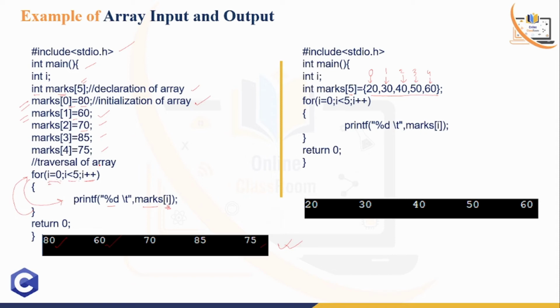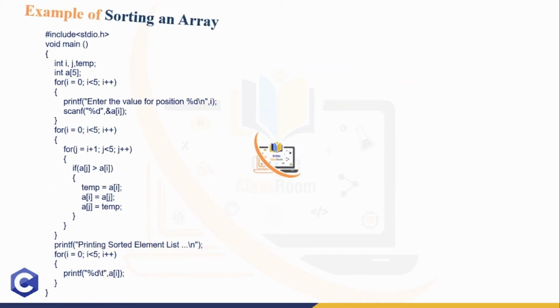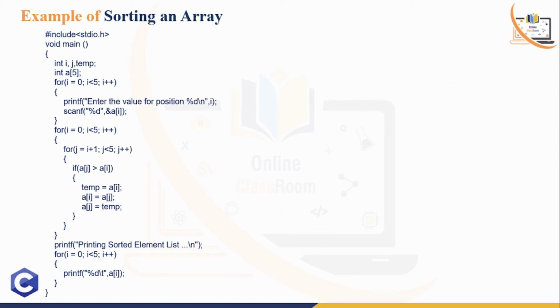So for simplicity, for better understanding, I write like this the first time. But this and this are basically the same thing. Now again the same code, i equals 0, i less than 5. I just print the values of that array: at position 0 it is 20, then 30, 40, in the third position there is 50, and at the 4th position 60, like this. Now there is another code.